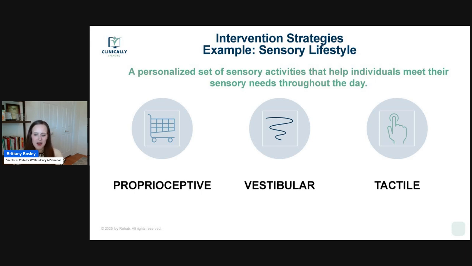Activities involving textures, like having a fidget that has different textures on it so that person can pull it out of their pocket at school and touch it, feel it, and then they can pay attention to what the teacher's asking them to do and follow instructions. So every person's sensory lifestyle or routine is going to be very, very different. And that brings me to the next couple of slides, where we'll talk about some challenges with sensory integration as well.